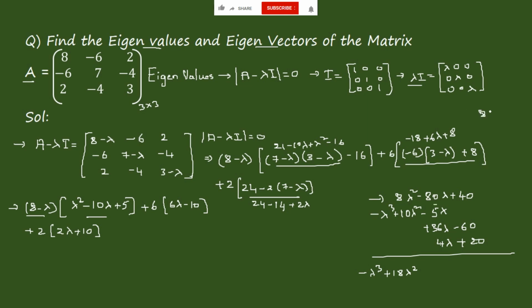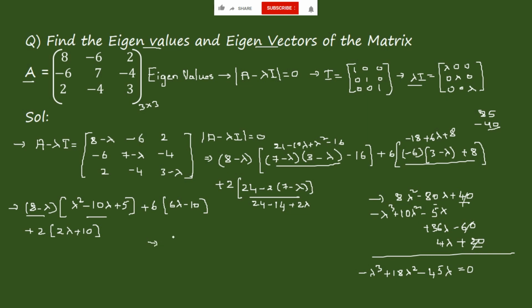So 85 minus 40, it becomes 45, right? So it becomes minus 45 lambda, and these values, 60 and 20 minus 60, get cancelled, is equal to nothing but 0. This particular equation we got.